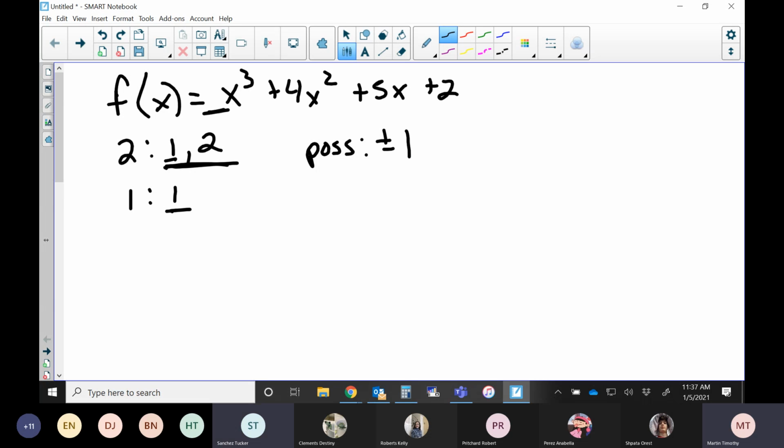So you're supposed to take 1 and divide it by 1, which is 1. Then you take 2 divided by 1, which is 2. So all my possible roots are just positive and negative 1, positive and negative 2. Thank you for your help, bud. That's all you have to do to find that, though.